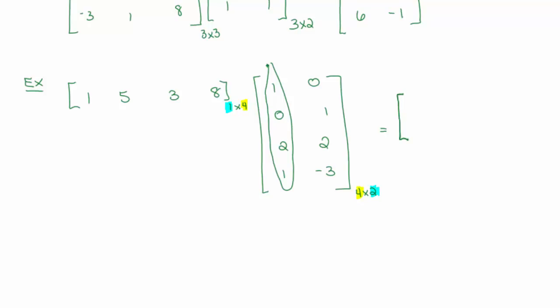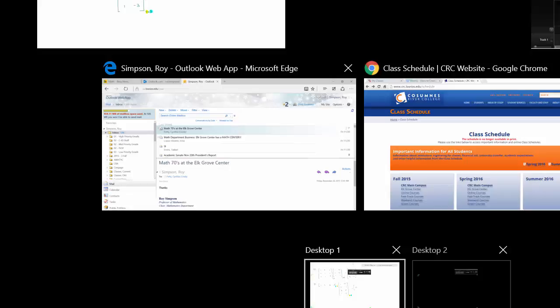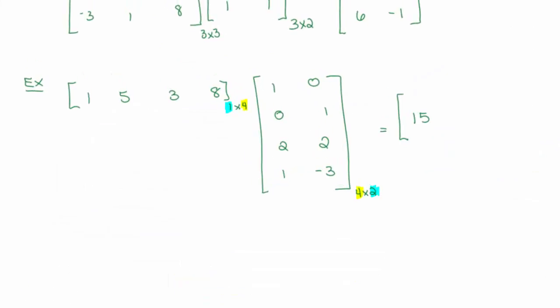So let's take this and lay it across. I'll get 1 plus 0 plus 6 plus 8. 1 plus 6 is 7, plus 8 is 15. Now I'm going to visualize laying the second column across. Oops, didn't mean to do that. All right, here we go. That'll be 0 plus 5 plus 6, which is 11, minus 24. This gives me a negative 13. And there you go, there's our answer.